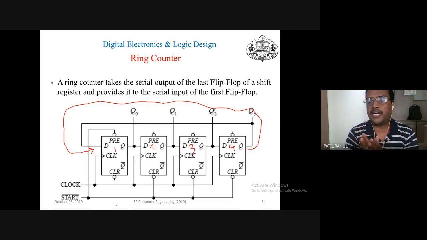This is another change compared to the previous circuits. In this circuit diagram, the preset input is connected to the first flip flop, and the remaining three flip flops have the clear inputs connected. This is the most important point as concerned to the circuit diagram. For the first flip flop you connect the preset input, and for the remaining three flip flops you connect the clear input.